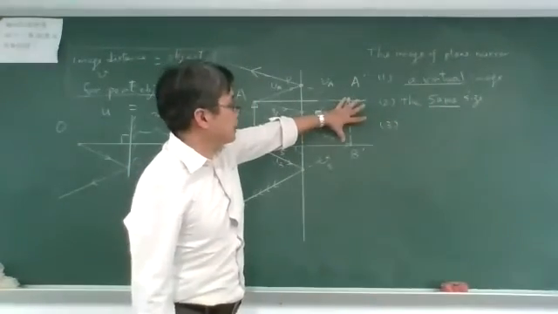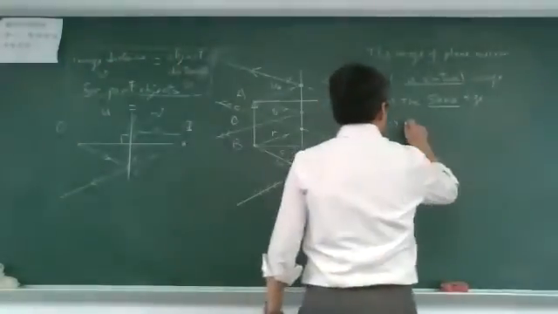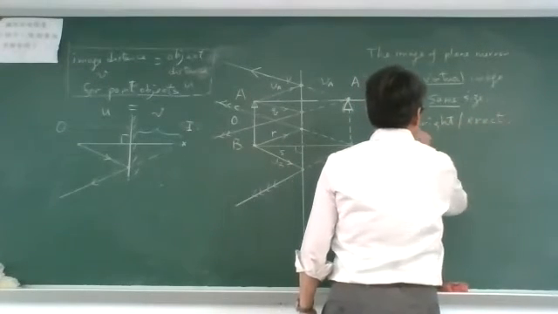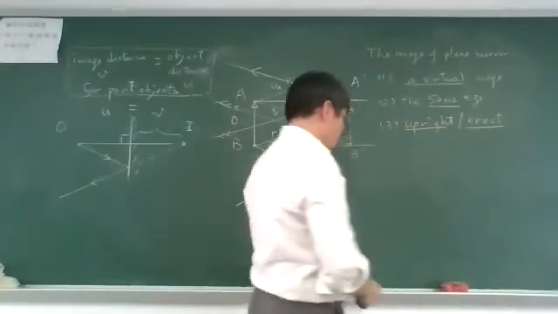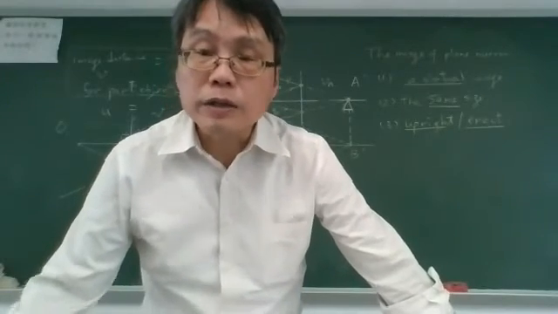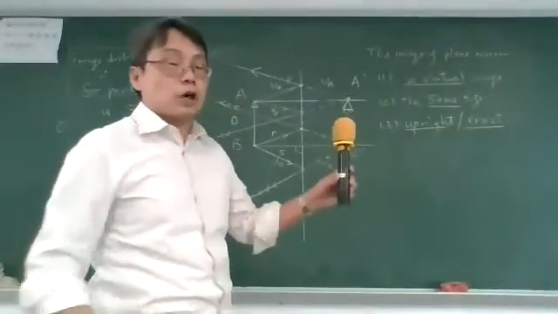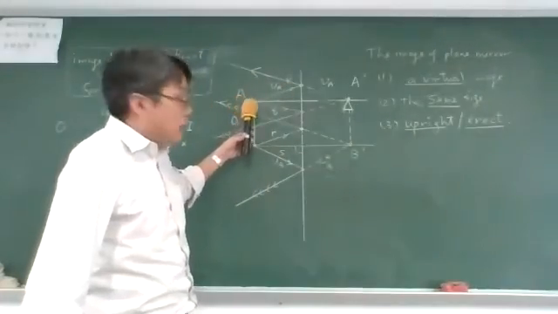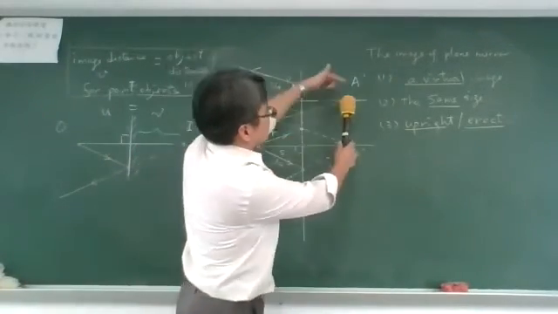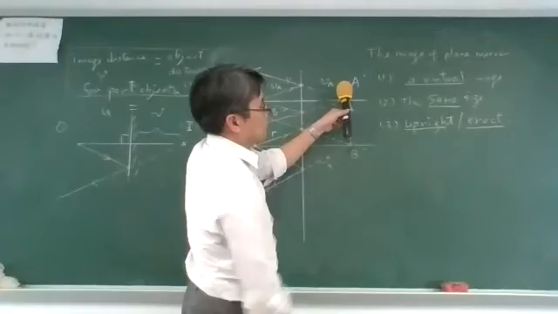They have the same size here. And thirdly, the image is upright or erect. It means if this is the orientation of the object, then the image of the object will have the same orientation. It means the head is still at the upward direction, and the toe is at the bottom, right?